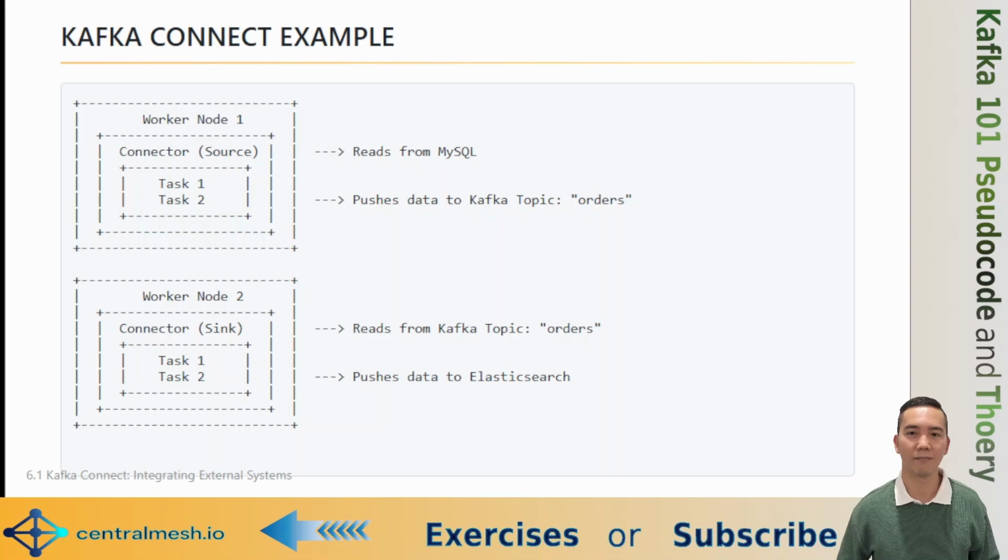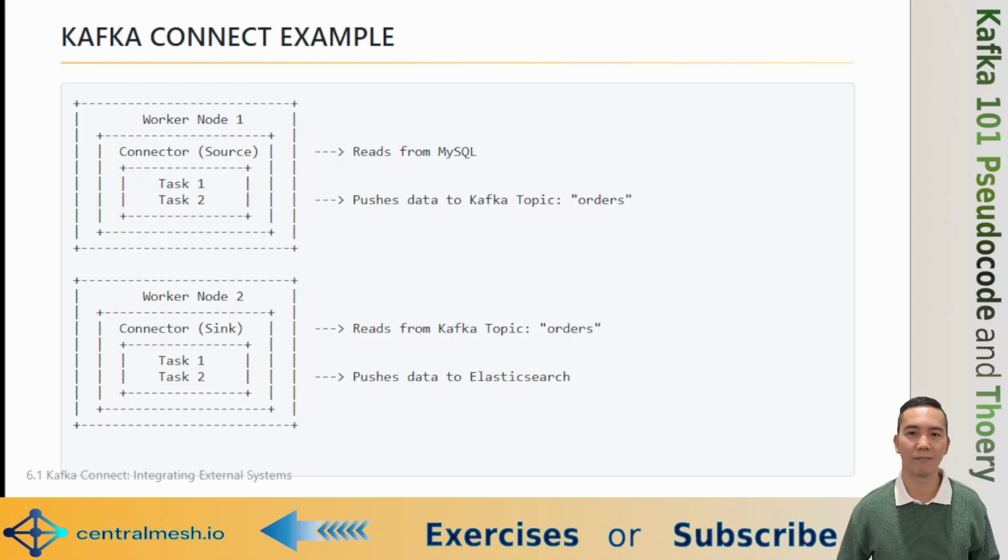Here's how it works. We have two worker nodes running Kafka Connect. One of them is responsible for pulling orders from MySQL and publishing them into a Kafka topic. The other worker picks up the messages from Kafka and sends them to Elasticsearch. This setup ensures that even if one worker fails, the other can keep things running smoothly.